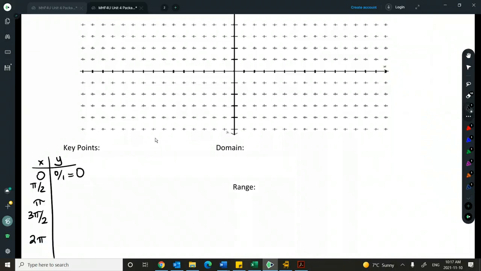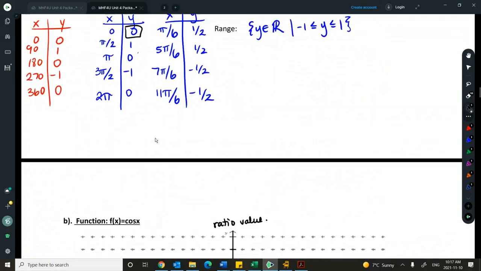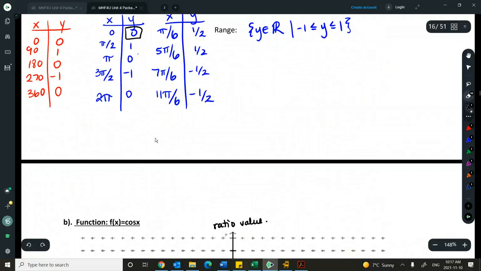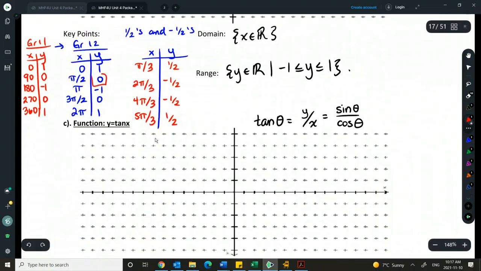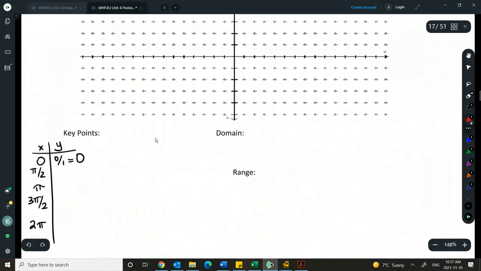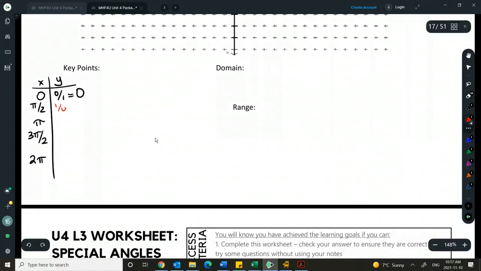Okay? And then for pi over 2, I'm going to look at the sine value of pi over 2, the cos value of pi over 2, and do the sine value over the cos value. So sine of pi over 2 is 1. Cos of pi over 2 is 0. So tan will be 1 over 0 at that point. What's anything over 0? Okay, so undefined, let's put a u there.